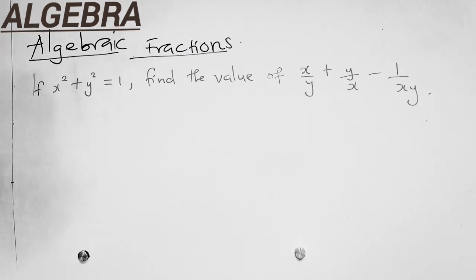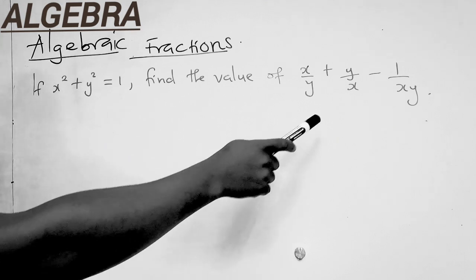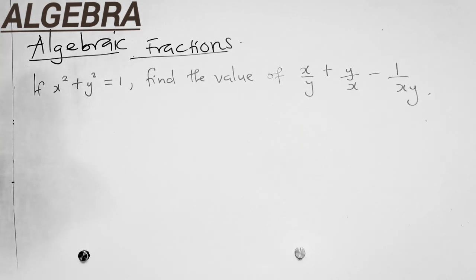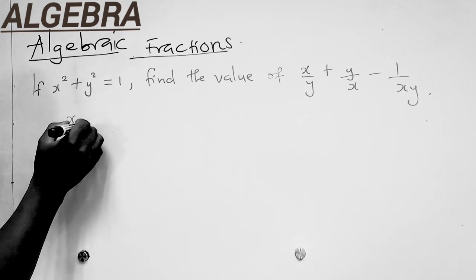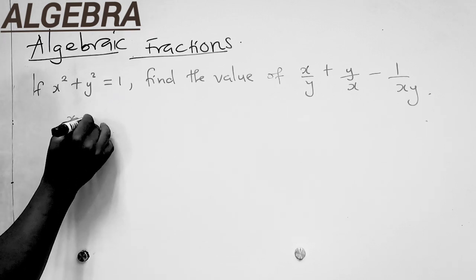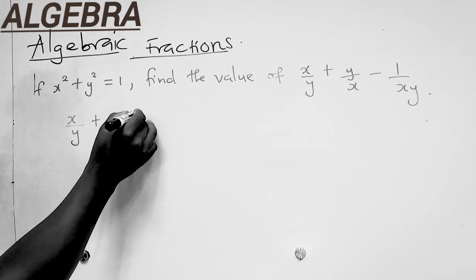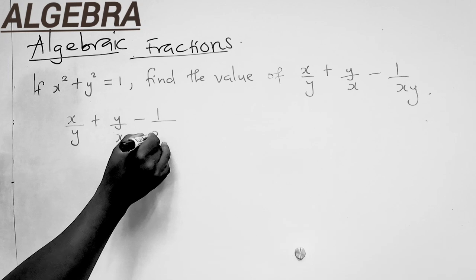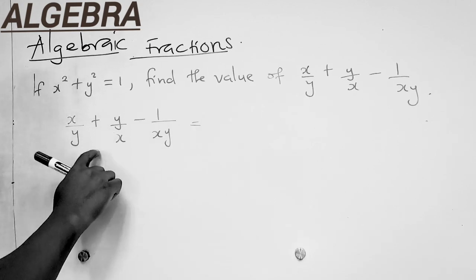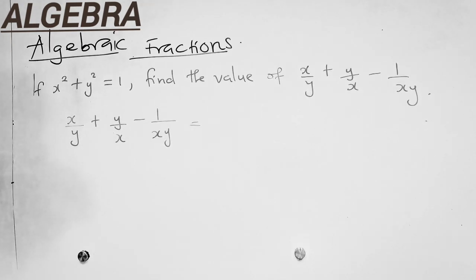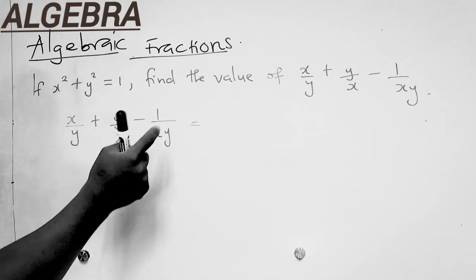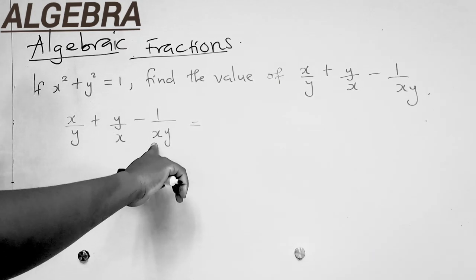Given that x squared plus y squared is equal to 1, find the value of x over y plus y over x minus 1 over xy. So what we do, we express this expression as a single fraction: x over y plus y over x minus 1 over xy. So this is addition of fractions. You find the common denominator. Here the common denominator is xy.